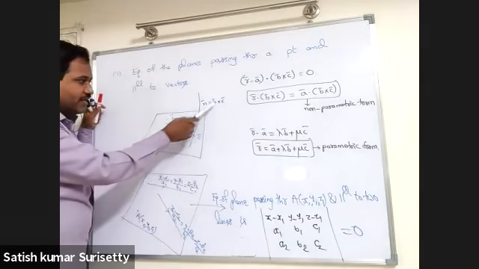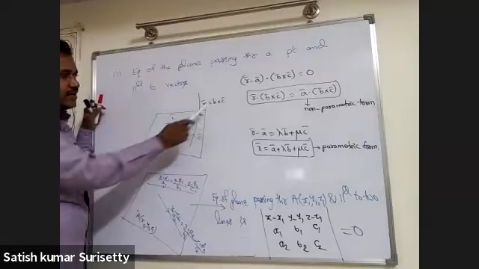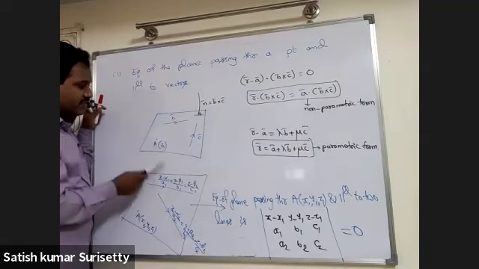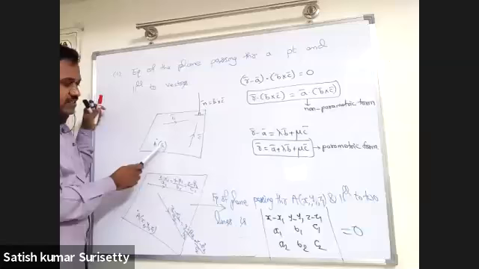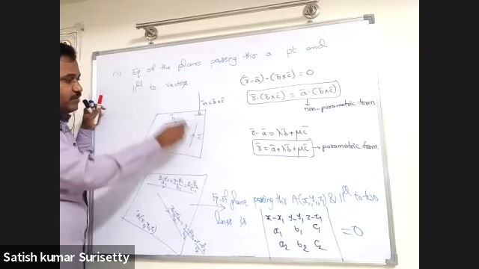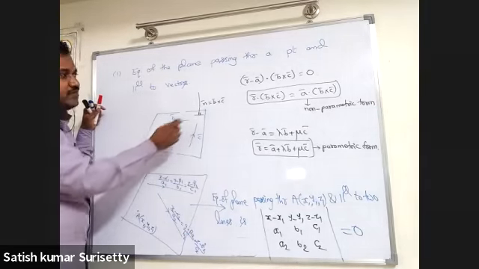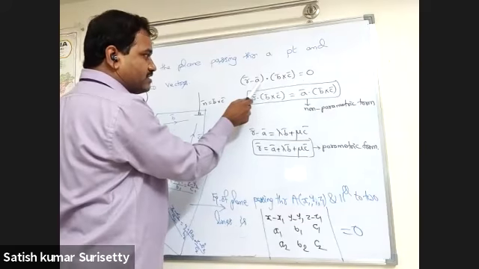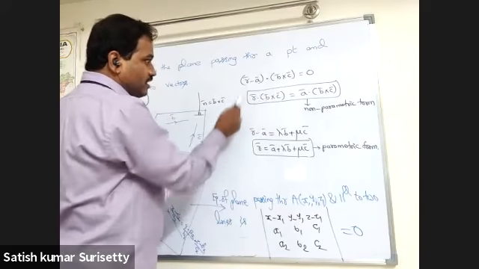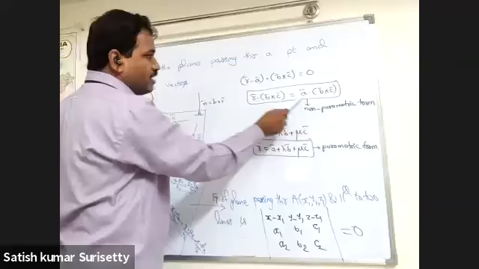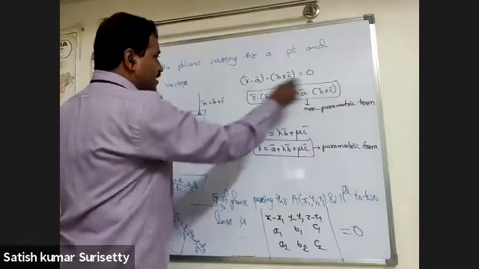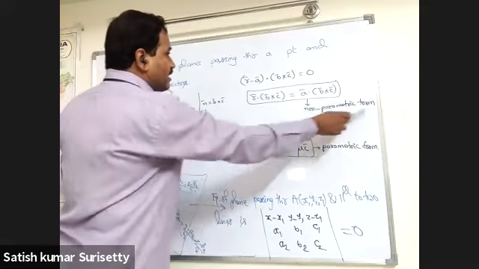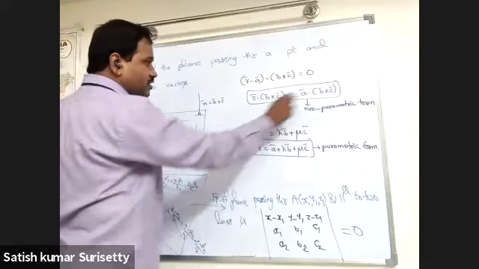Why? Because b bar and c bar are parallel to the plane, so their cross product will be perpendicular to the plane. That means the normal vector will be b cross c, and it is passing through the point A with position vector a bar. So the equation of the plane passing through a point with a normal vector is r bar minus a bar dot n bar equal to 0. That is, r bar minus a bar dot b cross c equal to 0. That is, r bar dot b cross c equal to a bar dot b cross c. So this is a vector equation of the plane passing through a point and parallel to two vectors in non-parametric form, because there is no parameter.